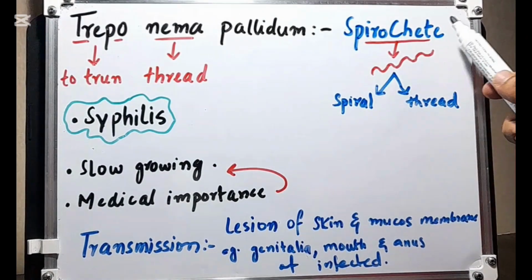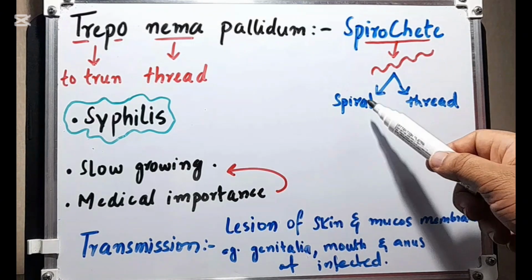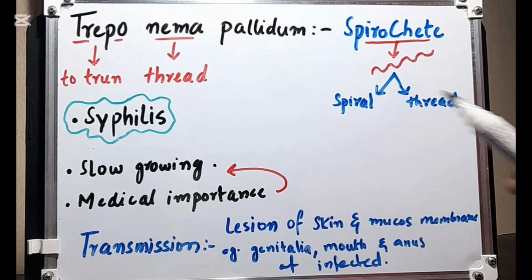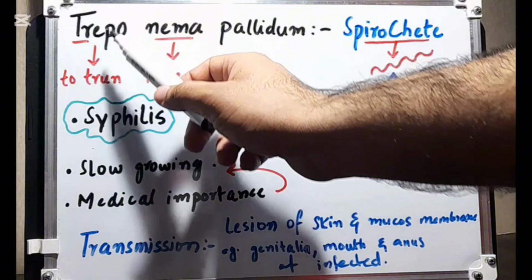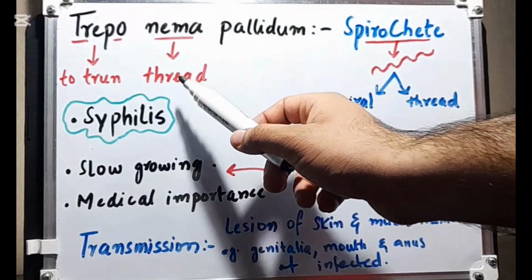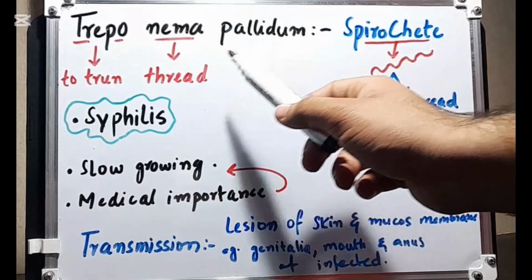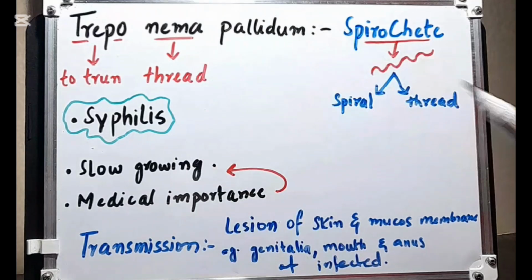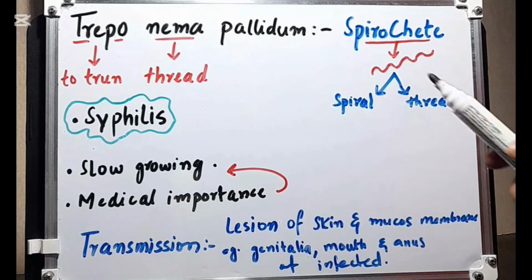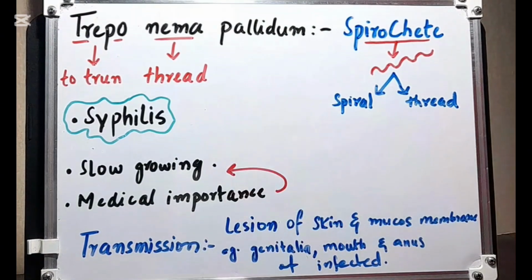It is a spirochete bacteria, spiral and thread-like in shape. So I have broken down the words. Trepo means to turn and nema means thread. Treponema pallidum has the ability to turn and is a thread-like bacteria. Treponema pallidum can cause syphilis, which is an infection in humans.